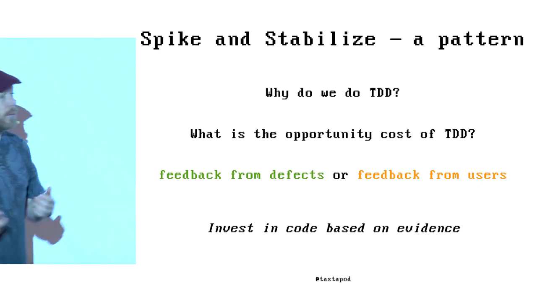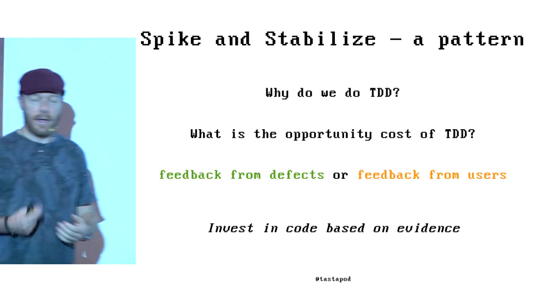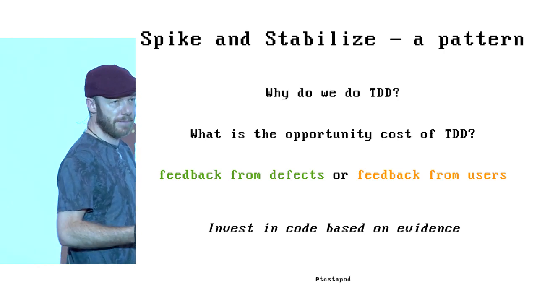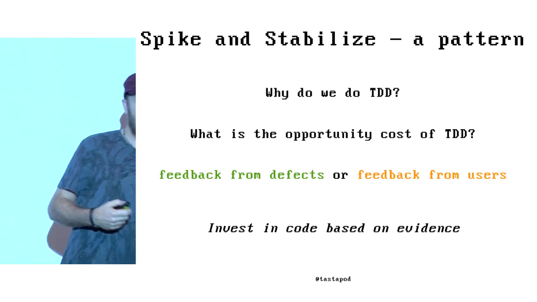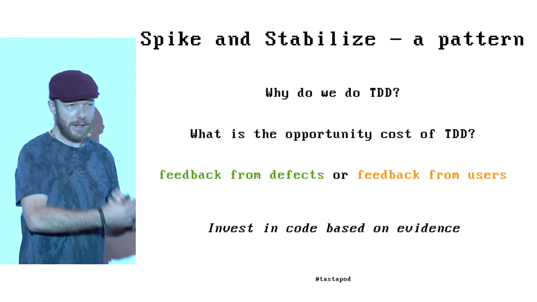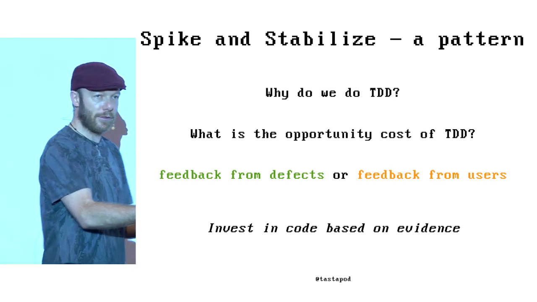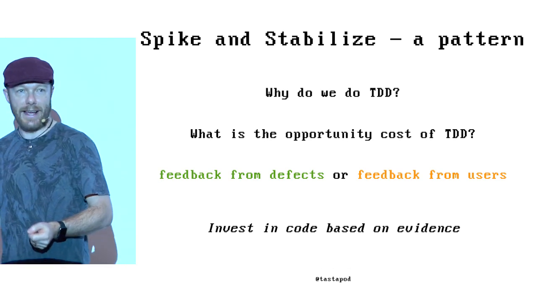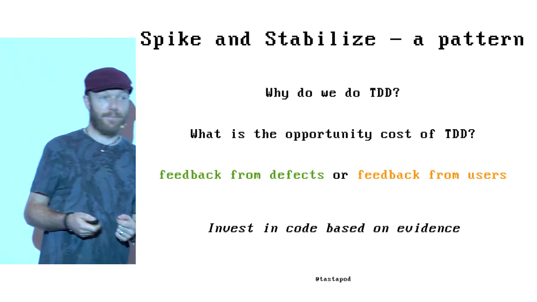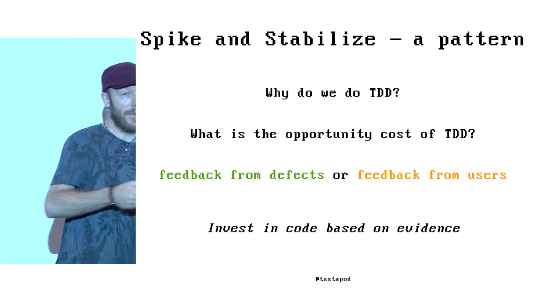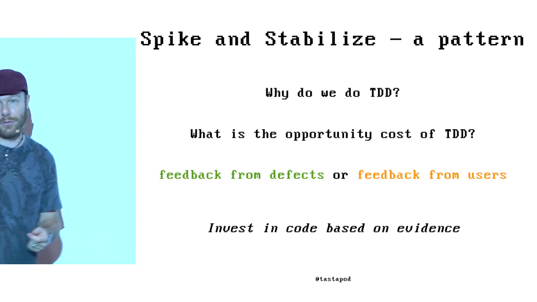Okay, so what I'm trading off here is feedback from defects, feedback from assumptions in my tests, versus feedback from real people. Okay, so TDD is a good way to get to a design that the feedback from the tests tells me is a suitable solution. What it doesn't do is tell me if anyone cares yet, because you know what? I haven't released it. I'm still TDDing it, right? Getting it in front of people tells me whether this code is going to be useful.